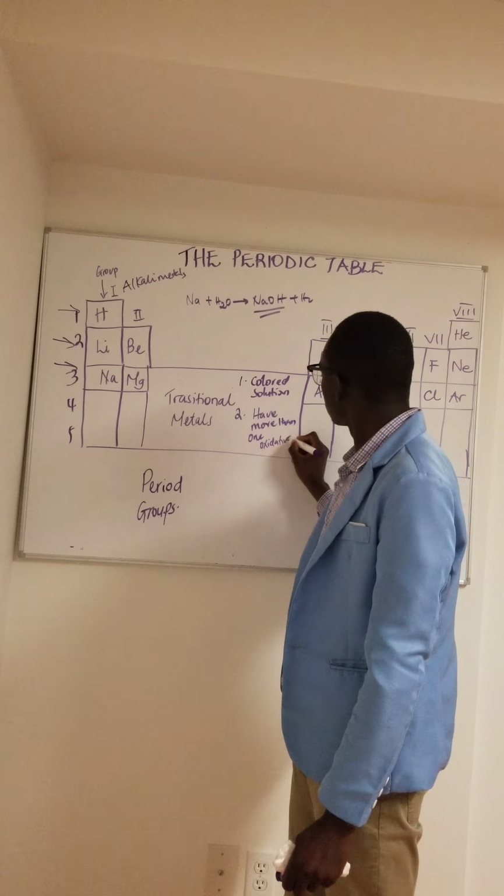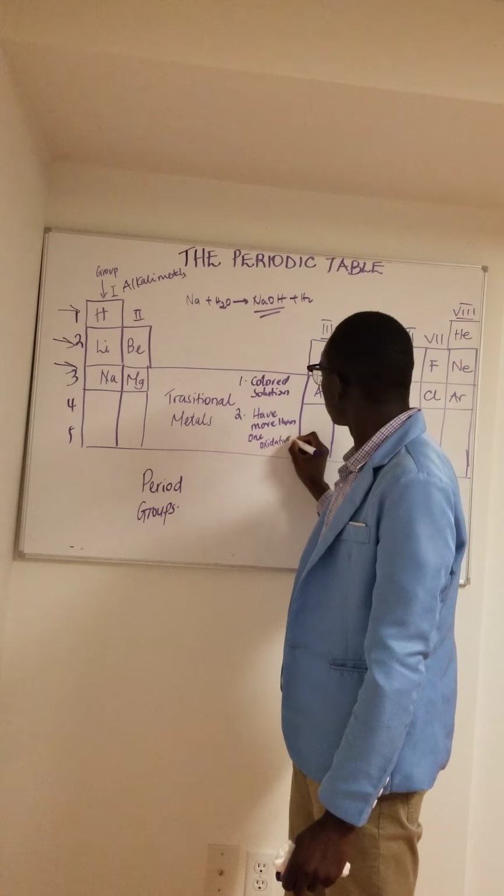These elements are a bit trickier. They move back and forth. They have very many properties. That's why they put them under the transitional metals. When we jump the transitional metals to go to group 3, members are called metalloids. So metalloids are like intermediate between the metals and non-metals.